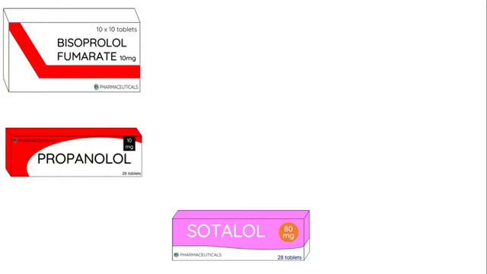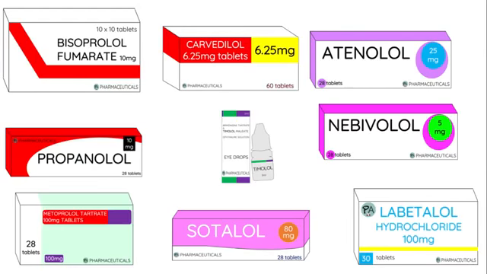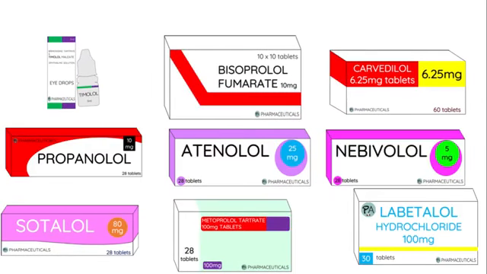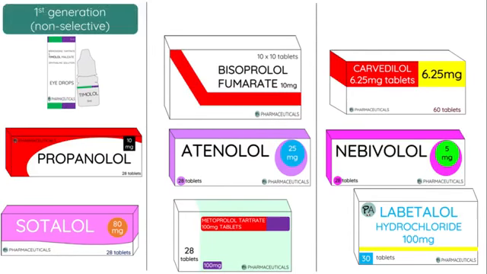There are many different types of beta-blocking agent. They each vary in their selectivity towards beta-1 or beta-2 receptors, and we divide them into three groups. The first group are the first generation beta blockers, also known as the non-selective beta blockers. These are drugs like propranolol, sotalol, and timolol eye drops, and they're deemed non-selective because they block beta-1 and beta-2 receptors. These drugs are more likely to cause side effects such as bronchoconstriction.